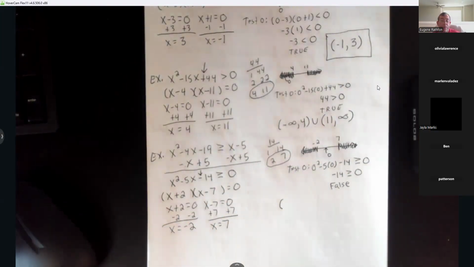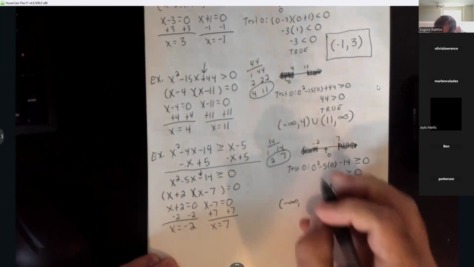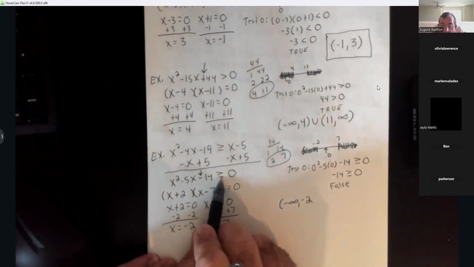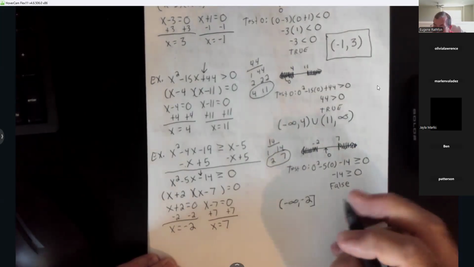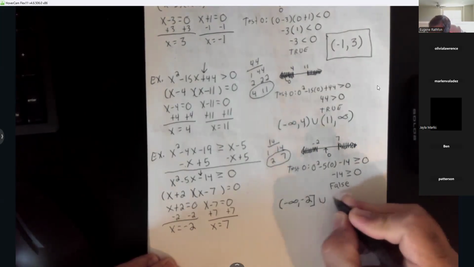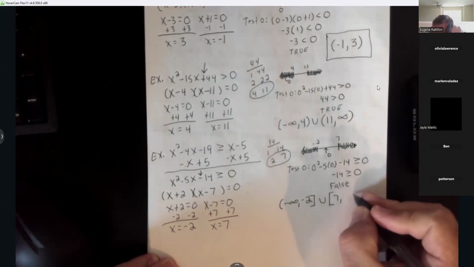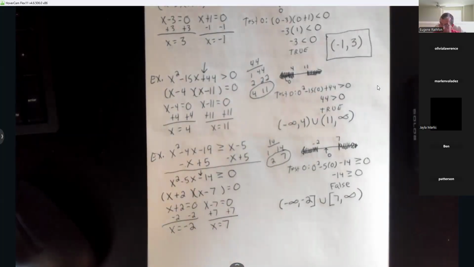Which means this is going to start out like negative infinity until we get to negative 2. Now y'all look here. That one has equals in it. So since that has equals, we got to use a bracket. And then union from the second number, which is 7 to positive infinity.